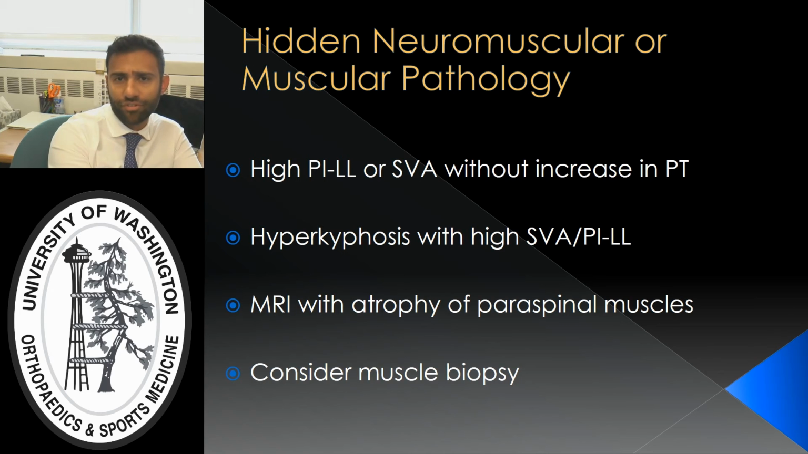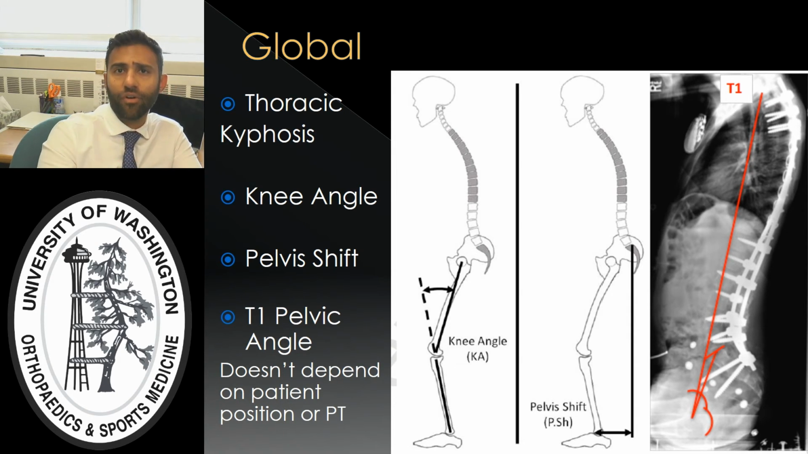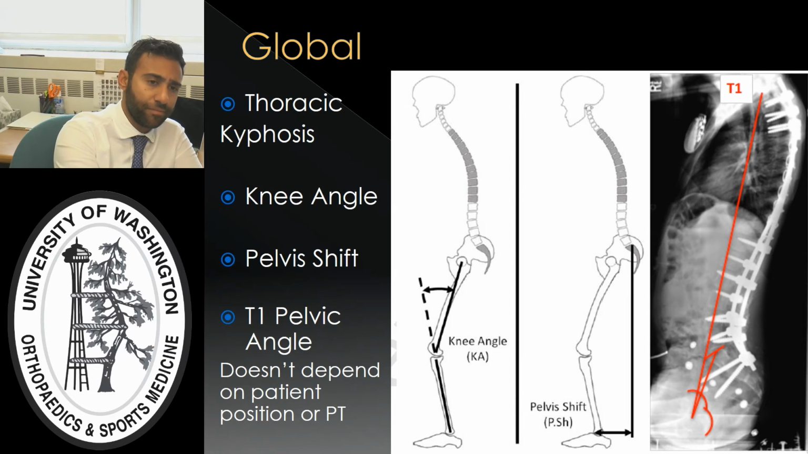What to do in the situation where there's both cervical and lumbar deformity. When there's atrophy of the paraspinal muscles, how this should be addressed. And when to consider muscle biopsy. There's also research being done looking at the hip flexion angle, the knee angle, the pelvic shift, and global alignment as measured with the T1 pelvic angle, which allows for a single angular measurement to really address and identify if there's any residual deformity.